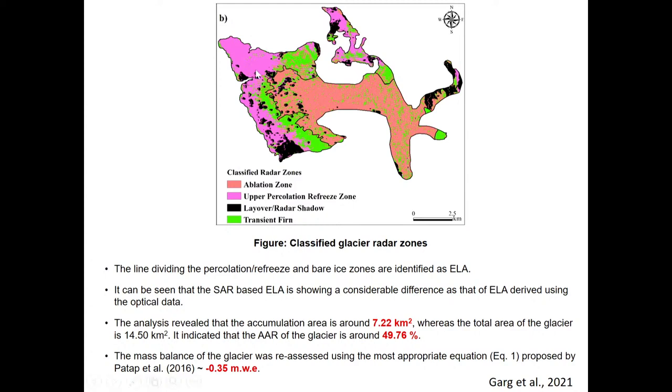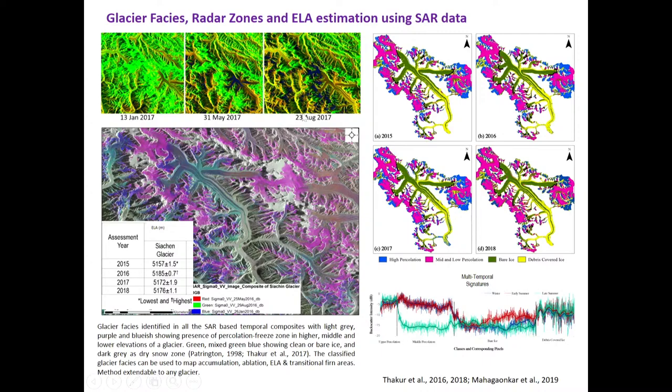And with the help of this composite approach, where we can identify different glacier zones, we can improve the estimation of ELA. And once we have the highly accurate ELA, our glacier mass balance analysis will improve. So this is what we have achieved in this analysis, which we have published in the Journal of Indian Society of Remote Sensing. Then you can see some more examples I have shown here for Siachen Glacier.